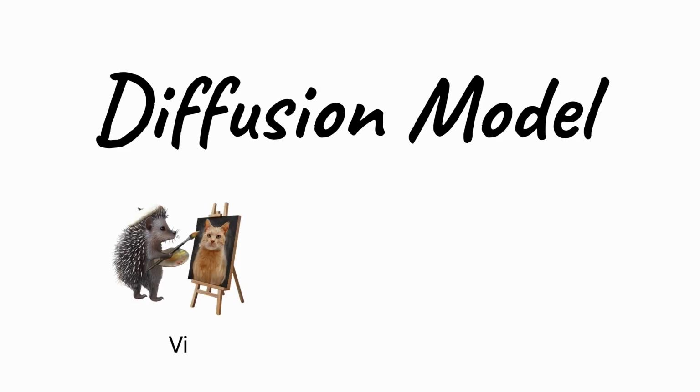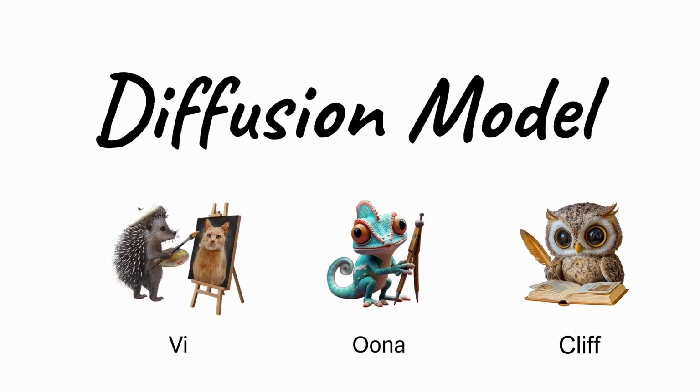Along the way, we'll meet 3 characters, Vi, Una, and Cliff, who represent different parts of the model. In 5 acts, you will see how amazing the diffusion model is. Our story begins with cats.